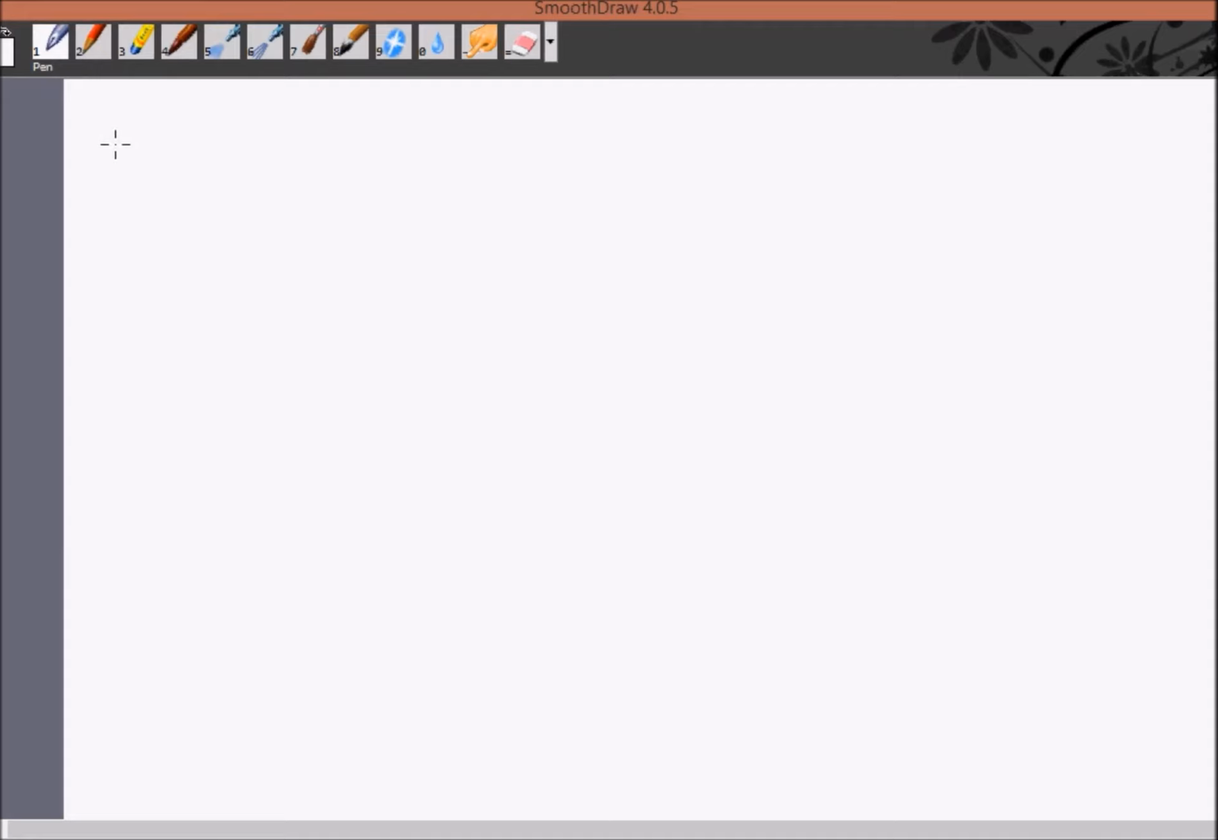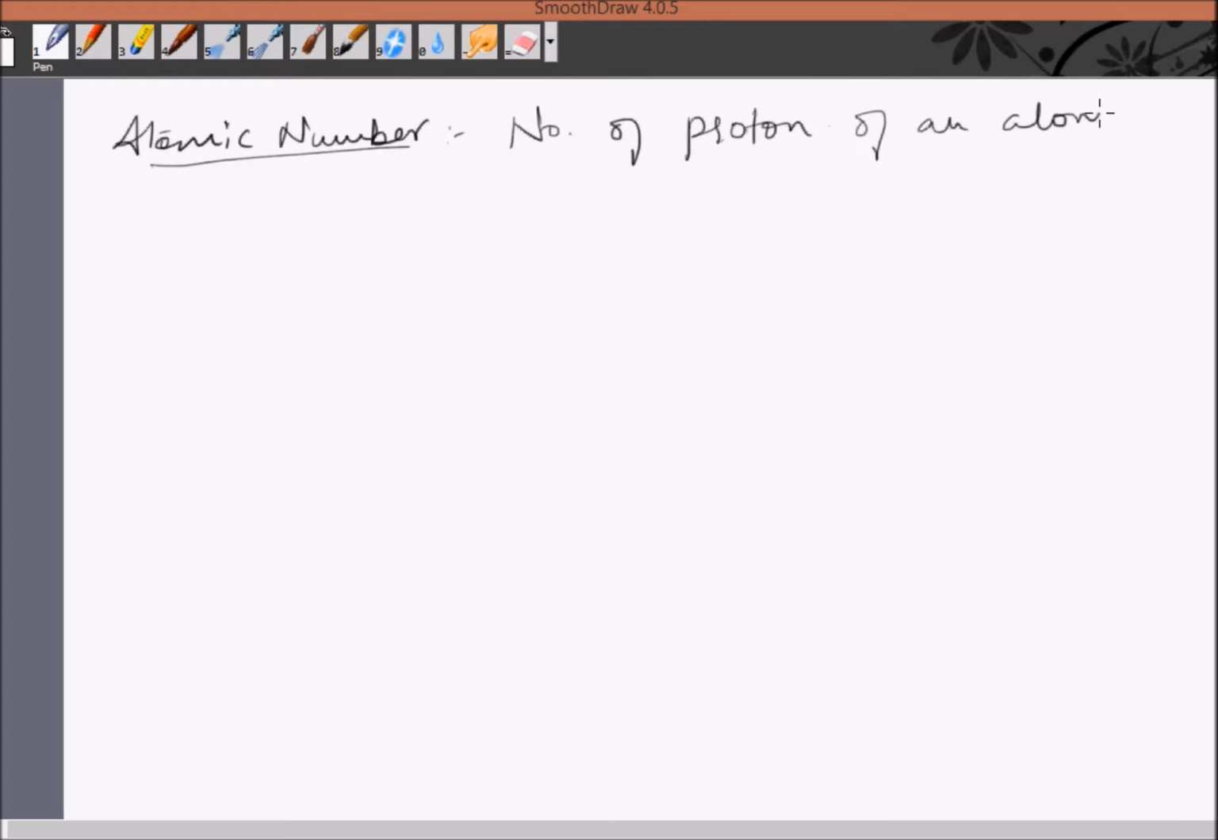So let's first write down atomic number, which is the number of protons in an atom. It says the number of protons in one atom of an element is known as the atomic number of that element. For example, if you see sodium, we write it like this, the symbol of sodium having 11 protons.